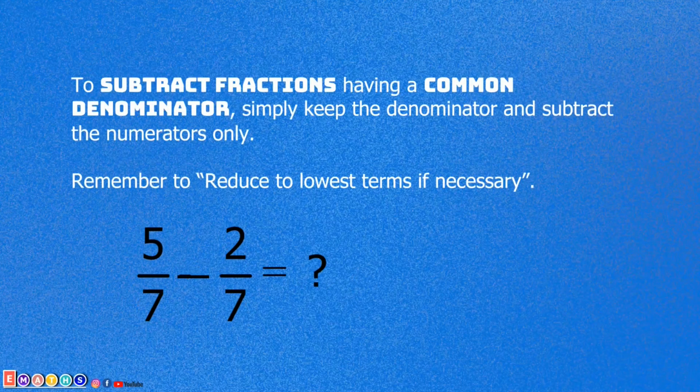To subtract fractions having a common denominator, we simply keep the denominators unchanged and only subtract the numerators. Remember to reduce to lowest terms if necessary. Here we've got two fractions, 5/7 minus 2/7. We simply keep the denominators unchanged and subtract the numerators only.